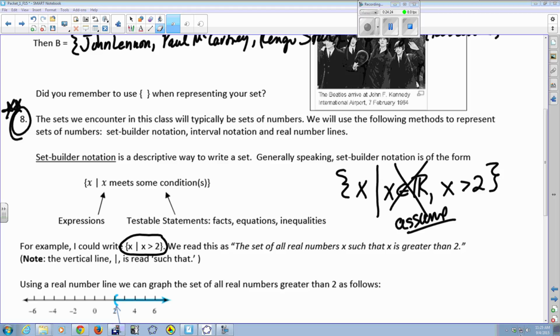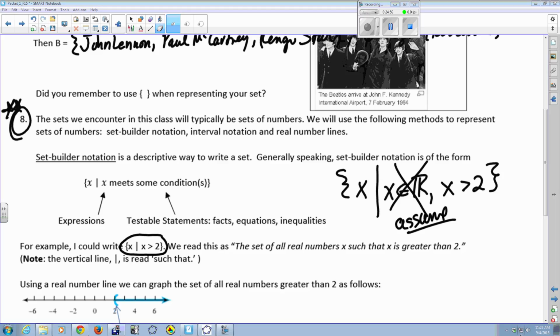And then the statement that comes after this vertical line is something you can test. In this case, it's an inequality. So if I say to you, is 0 part of this set? You can test it. You say, well, is 0 greater than 2? Nope. 0's not included in this set. Is pi included in this set? Yeah, pi is bigger than 2. So pi's a real number in this set. Don't just think integers or whole numbers like 2, 3, 4, 5. It's an infinite number set.